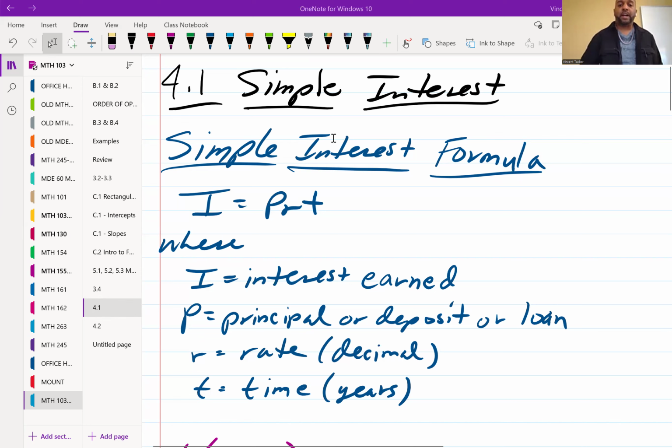And you see that I is going to represent the interest earned. P is your principal, your deposit, or your loan, depending on the wording of the problem that you're dealing with. R is your rate, which you're going to convert to decimal before you do your calculation. And time is always going to be in years.